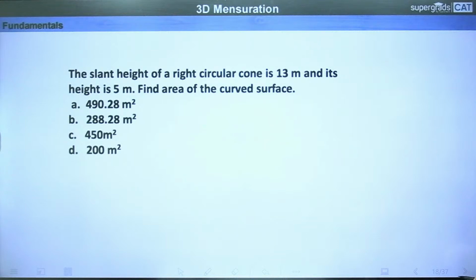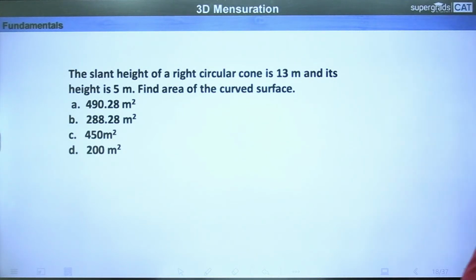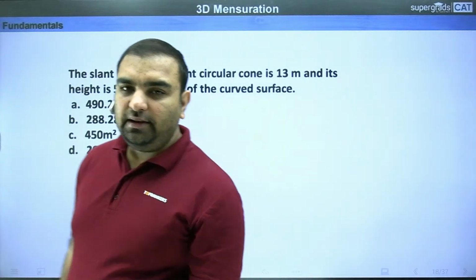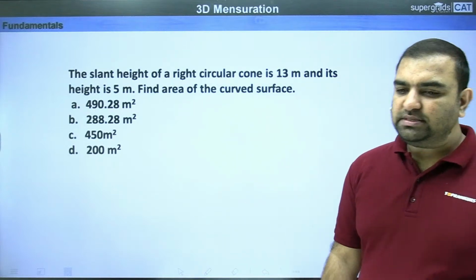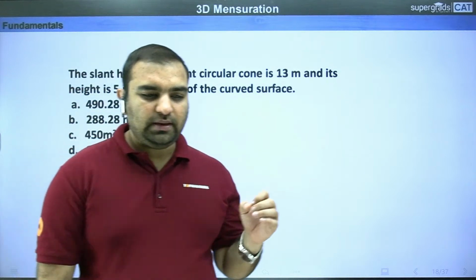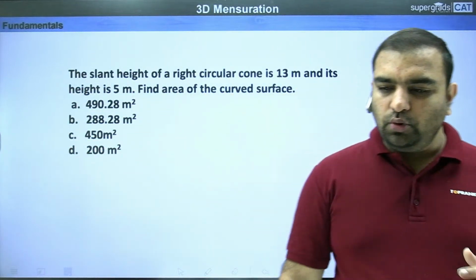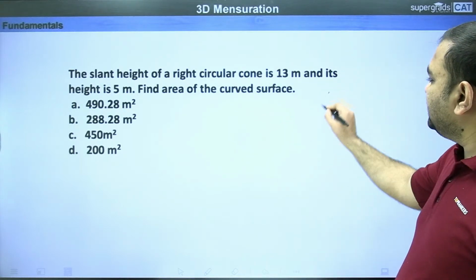Sphere, cube, cone कर लेते हैं पहले. Finished cylinder and cone completely before moving on to sphere and hemisphere. Before moving on to sphere and hemisphere, एक बार आप ये मुझे कोन वाले क्वेश्चंस और बता दो. Slant height of the cone is 13.